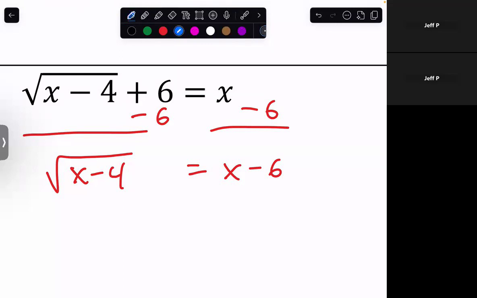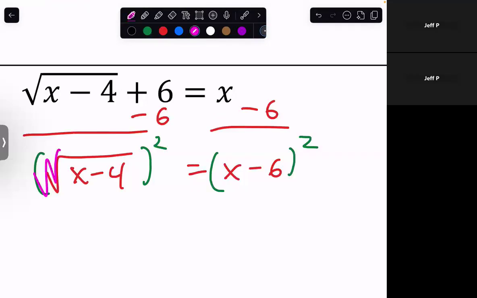Okay, so now that the radical is by itself, meaning nothing in front, nothing behind, just a reminder, we can't undo the minus 4 right now because it's inside the radical. Okay, so now the next step would be to square both sides because it's a square root. So the inverse would be to do an exponent of 2.